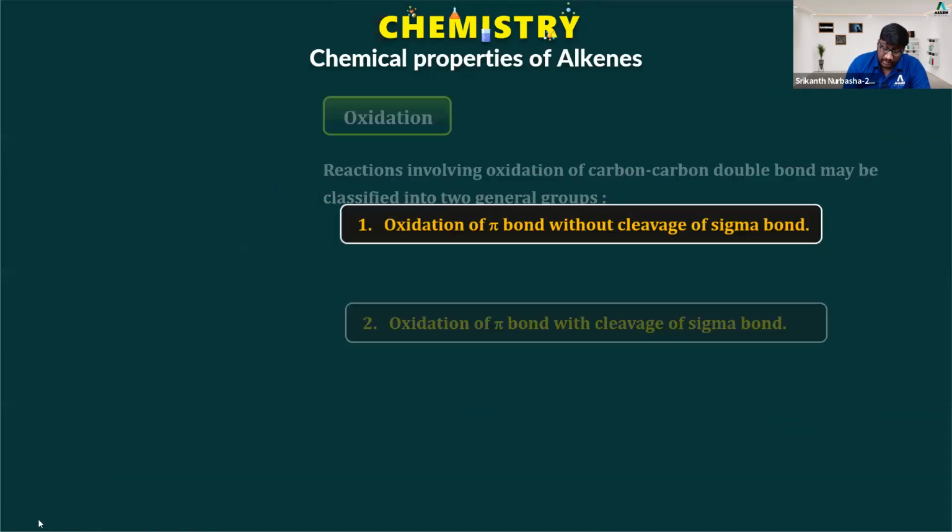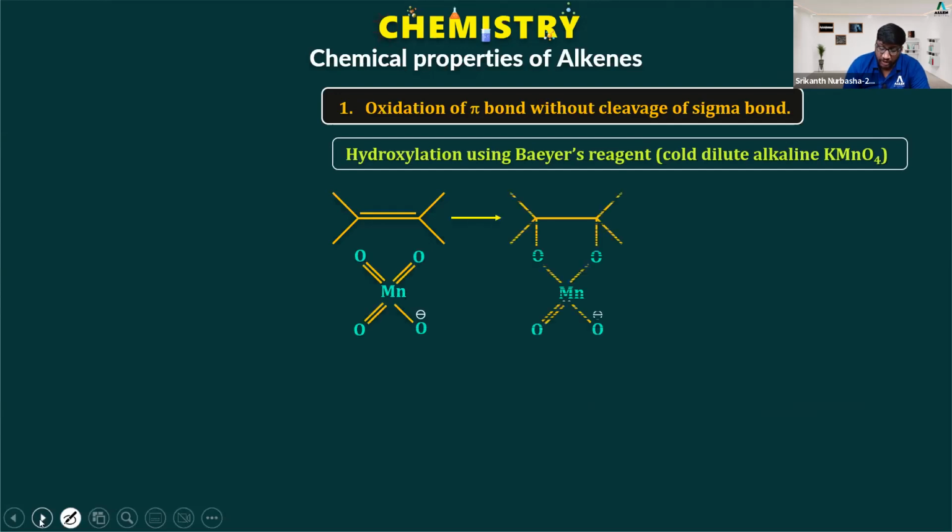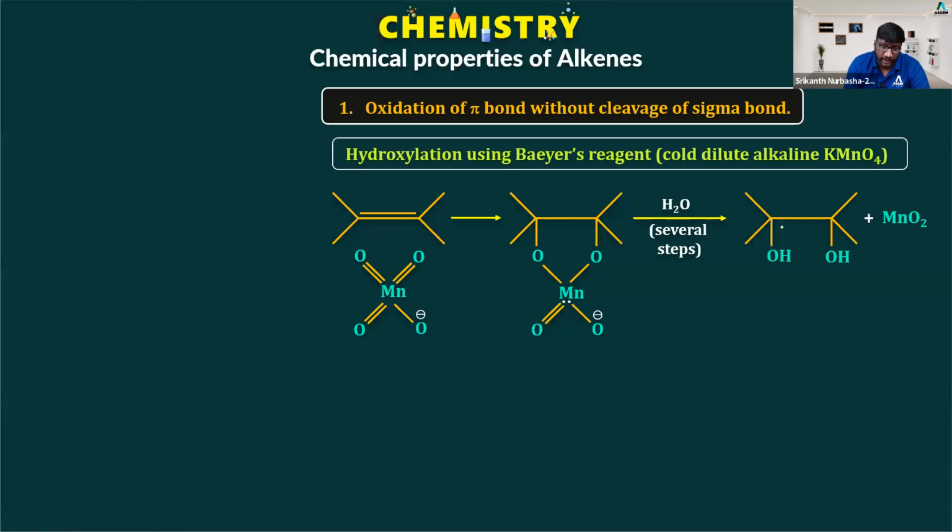Let us understand the same thing. Hydroxylation using Baeyer's reagent, cold and dilute alkaline KMnO4. I have taken an alkene like this, treated with KMnO4, MnO4 minus. MnO4 minus will form a 5-membered complex like this: 1, 2, 3, 4, 5, with 1 manganese, 2 oxygens, and 2 carbons in the ring. Upon treatment with water, after a few steps, it will form the respective glycol, with 2 OH groups on 2 adjacent carbons, and MnO2 is released.